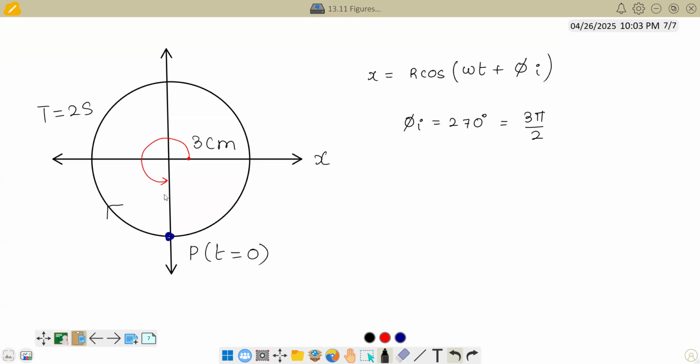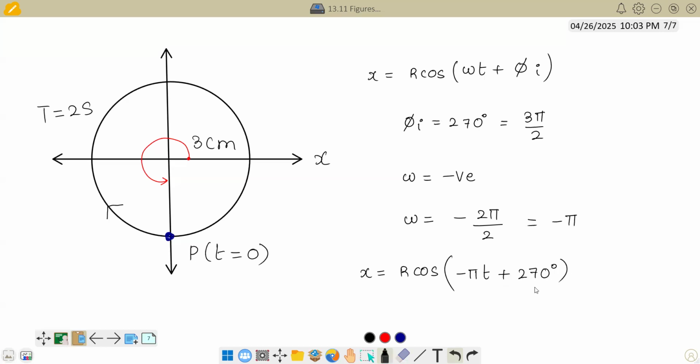Now, is it clockwise or anti-clockwise? It is clockwise. Clockwise means omega is negative. So in place of omega, I can write minus 2 pi by capital T. Capital T is 2. So we can call it as minus pi. Let me just substitute it. So x equals r cos(minus pi t plus 270 degree). So we know r cos(270 minus pi t).